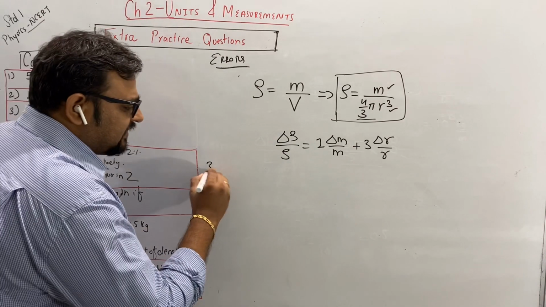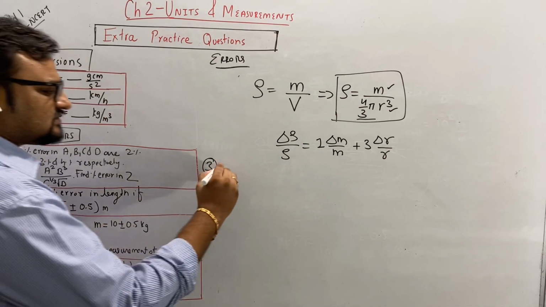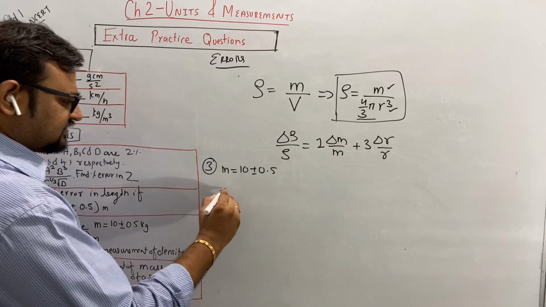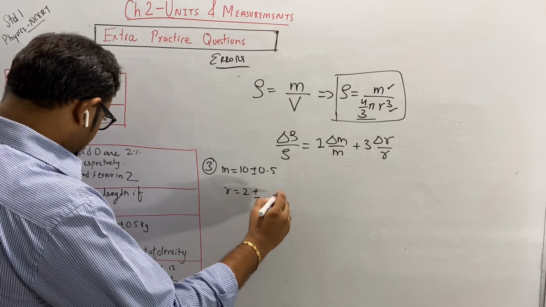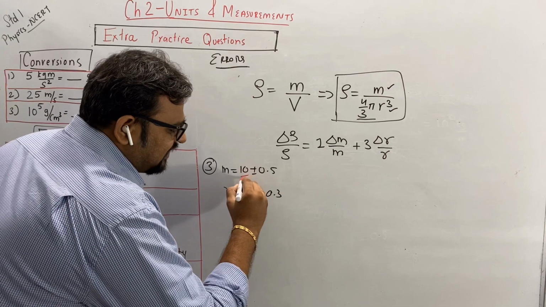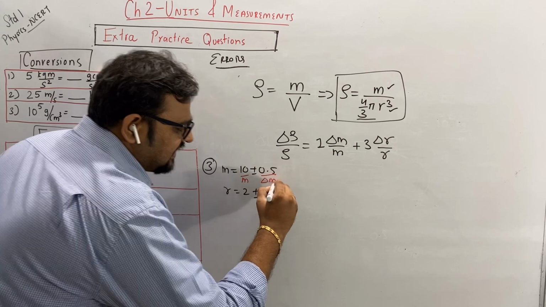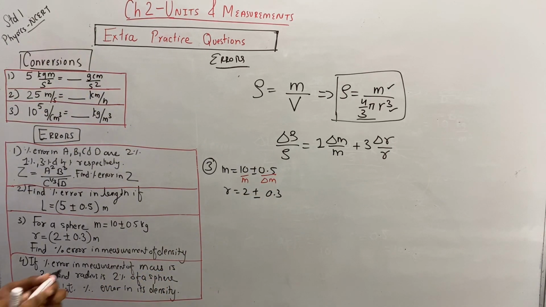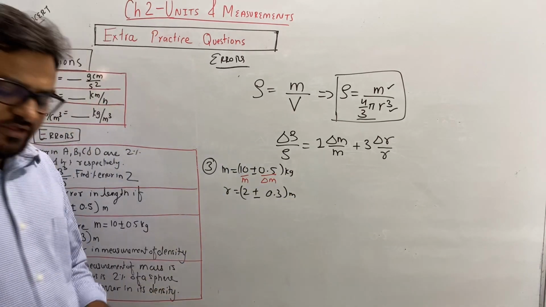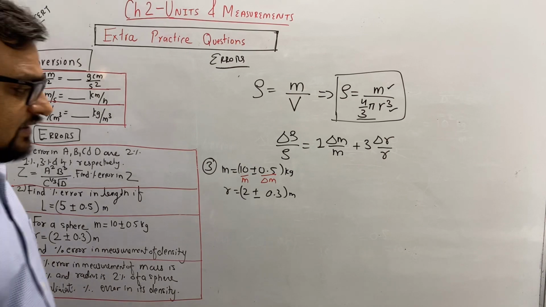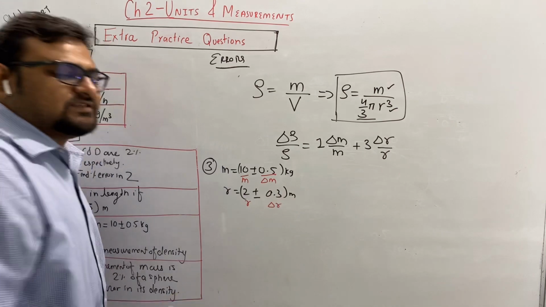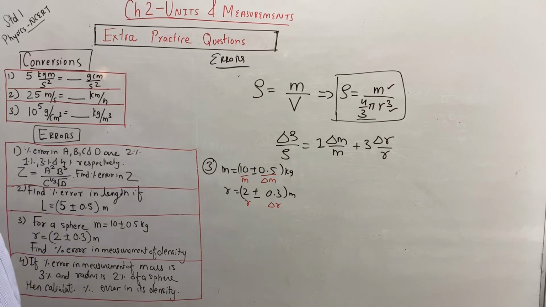Now, what happened in question number 3? What is mass? 10 plus minus 0.5. Then what is radius? 2 plus minus 0.3. So we will take this value as m and this as its error. It is given in kg and this is given in meter. In this case, I will take this measured value as r and this as delta r.